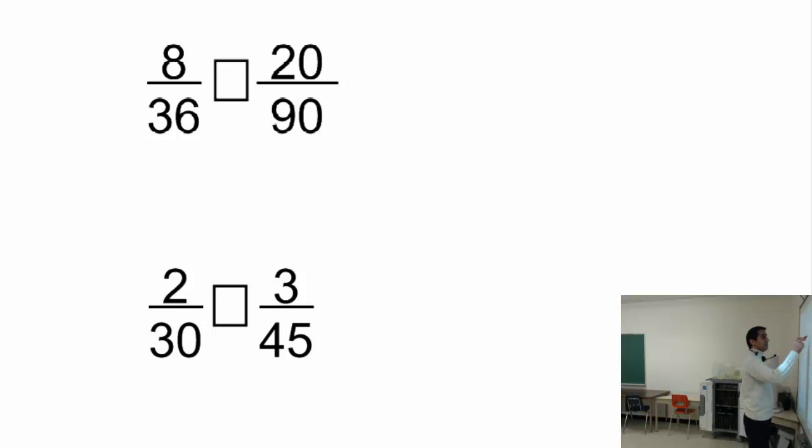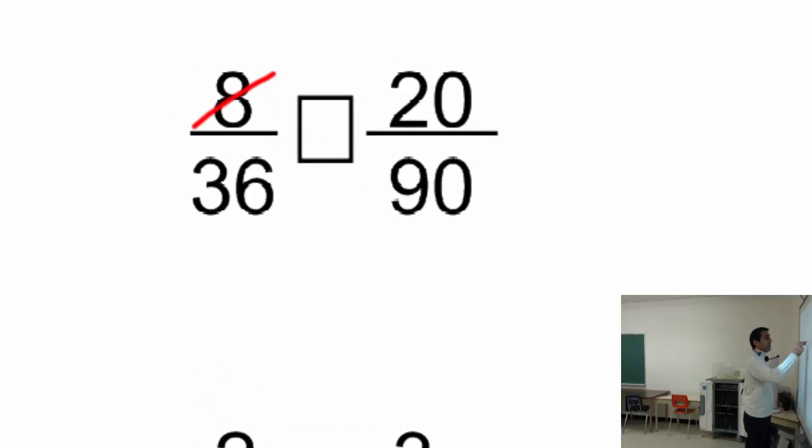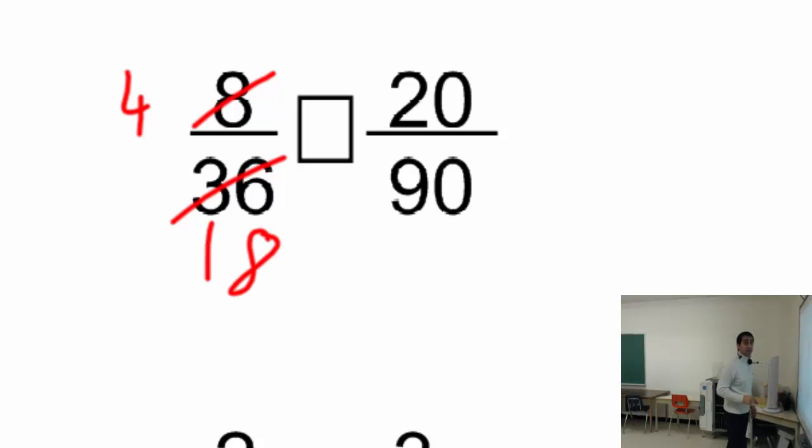So let's simplify this one first. 8 and 36. Common factor. Which number divides both of them? In fact, 4 is the one that divides both of them. That's the biggest number that divides both of them. But if you are not aware of that, let's simply start with 2. I can divide both of them by 2. So 8 divided by 2 will give me 4. 36 divided by 2 will give me 18. Once I have both numbers, now I know I can divide both of them by 2 once again.